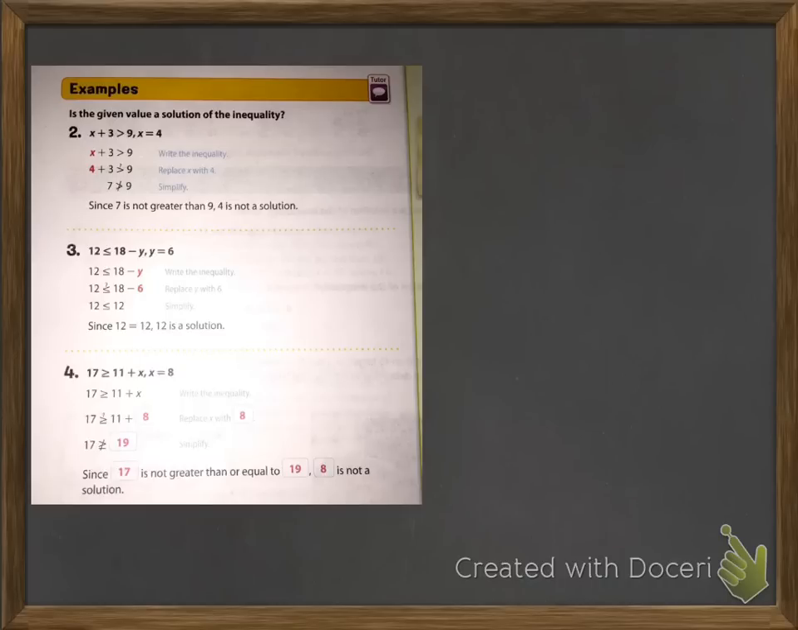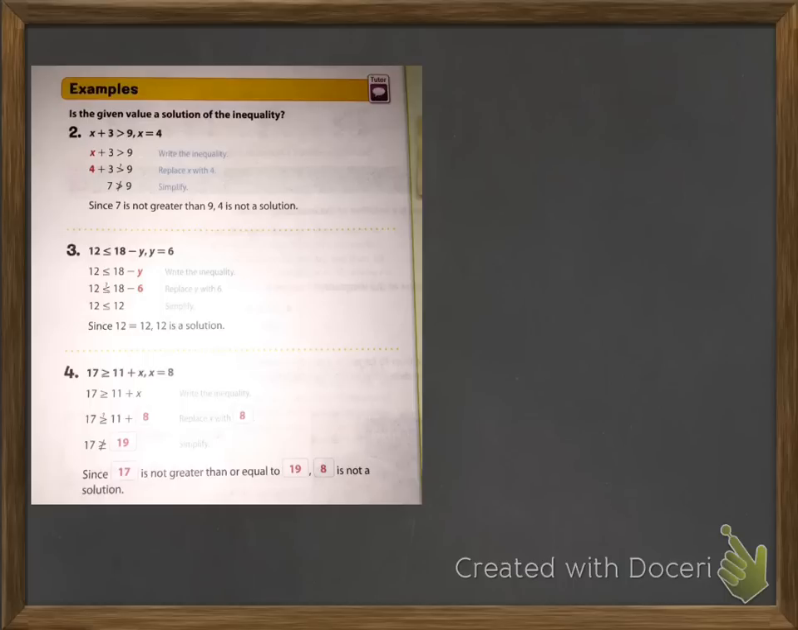All right, so let's look at examples 2, 3, and 4 on the same page, 619. What you're going to be doing on this one is, it's asking you, is the given value a solution of the inequality? Now, I know that you can mentally plug in the given values and know right away whether or not your answer is correct or whether it's a solution. But that's not what you're doing because you have to show me all steps and all work.